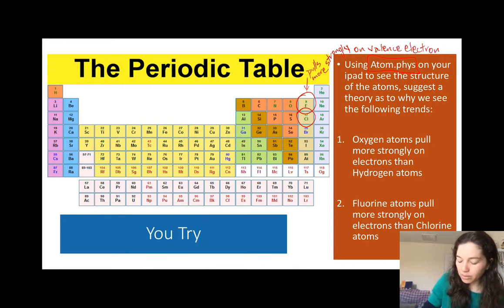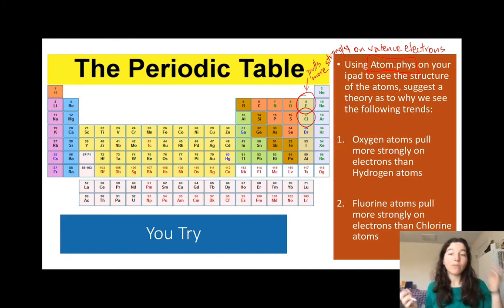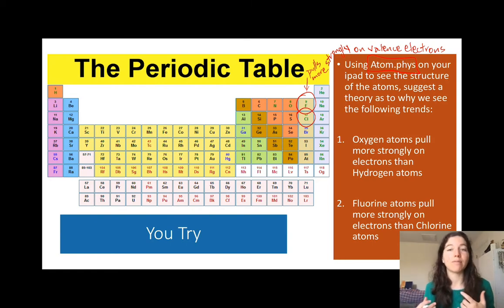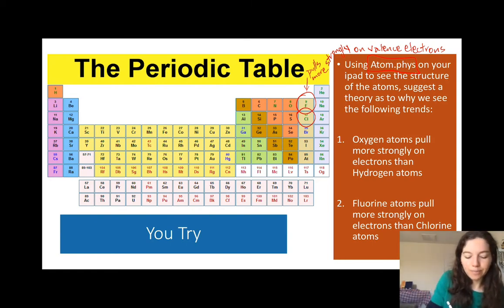So your job here is to propose a theory as to why fluorine atoms pull more than chlorine atoms based on their structure. You can model these in atom.phys to see what they look like, or you can just draw them out, because you should be able to determine this on your own. All right, protons, neutrons, electrons, and remember your electron shells. You'll want to examine that as well.